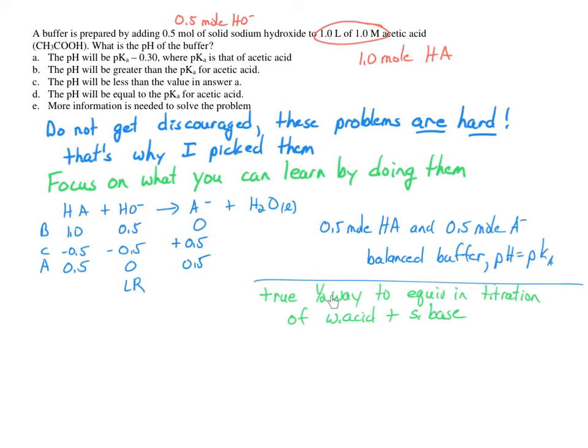And this is also true halfway to equivalence in a titration of a weak acid plus a strong base. Halfway to equivalence, half of that initial amount of the acid has been converted to its conjugate base. So you have equal moles of HA and A-, that's a balanced buffer. And that's why the answer to the question is that the pH is going to be equal to the pKa for that acetic acid.